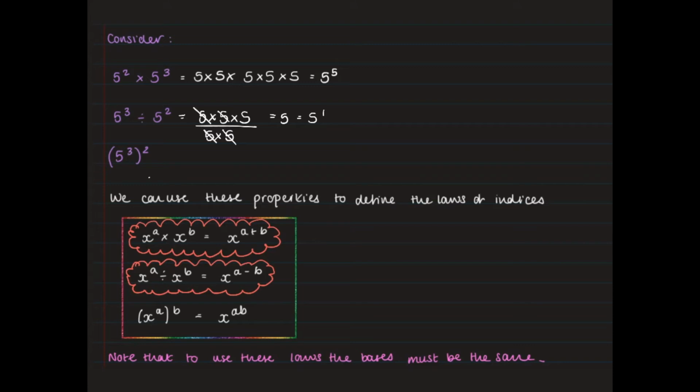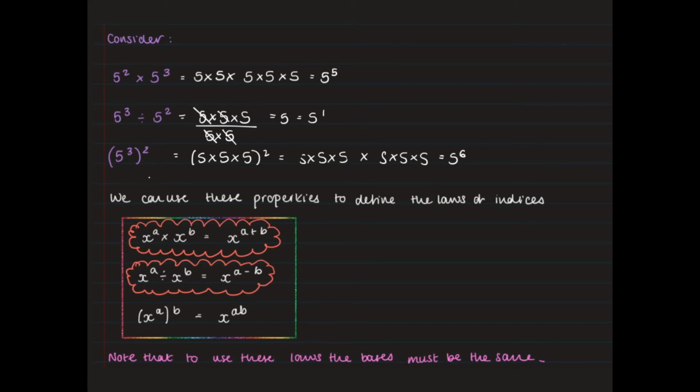Let's look at our third and final example. I've got 5 cubed, all squared. If I expand the 5 cubed, I've got 5 times 5 times 5, squared, which is 5 times 5 times 5 times 5 times 5 times 5. Now these are all multiplied together, so I don't actually need my brackets, so I can get rid of those. And what I end up with is 5 to the power of 6.